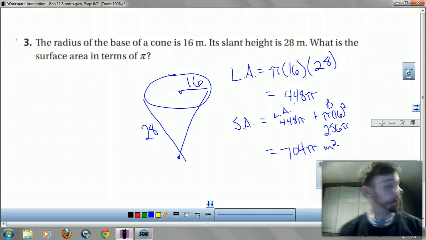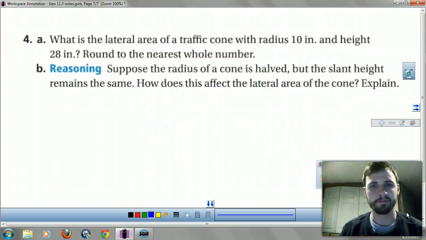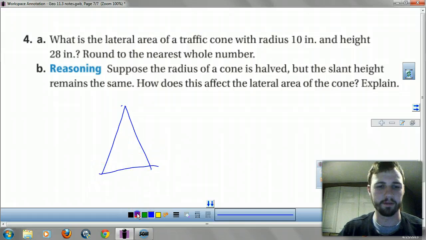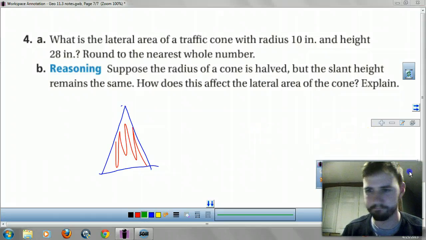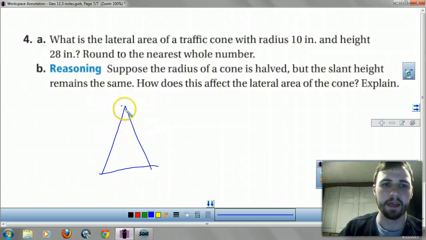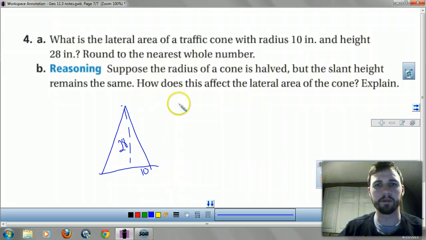Big stretch. Game pace. Find the lateral area of a traffic cone with a radius of 10 inches and a height of 28. Round to the nearest whole number. Traffic cone. It's orange. That's red. Dang it. Okay. Height's 28. Radius is 10. Okay. So we need to find lateral area.